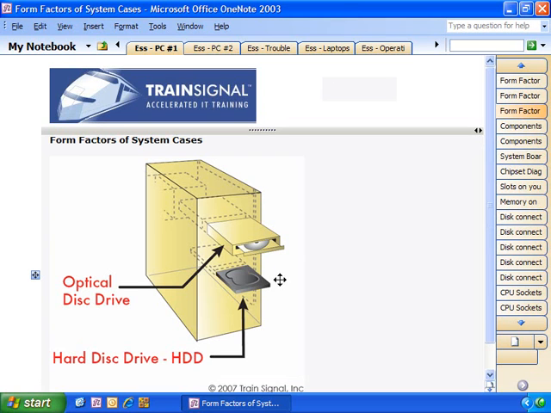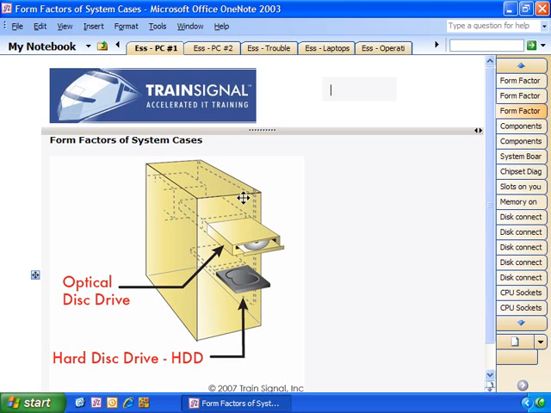Alright, again, just a little bit more on form factors of cases. Here's a diagram of the case. The motherboard goes along the back. You have the power supply that goes in there. You have optical drives like CD or DVD. You have your hard drive that goes in here. And that's typically what the cases do.